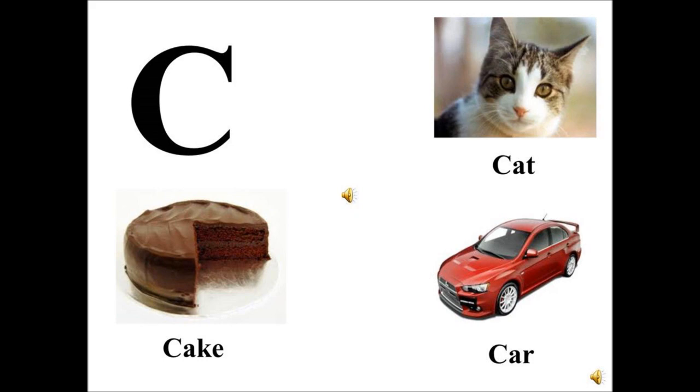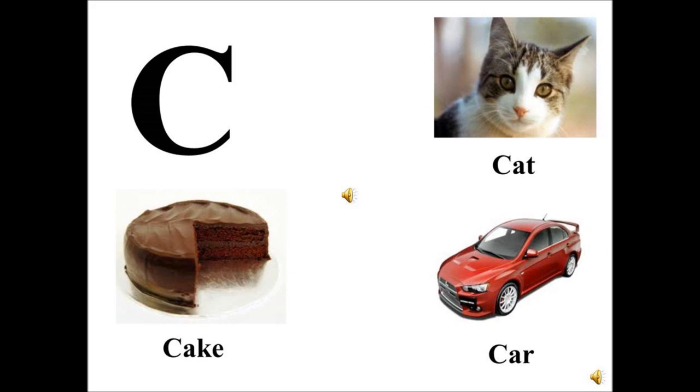What is that picture? That is a picture of a cake. Cake is a C word. Let's spell cake. C-A-K-E. Cake. Great job.